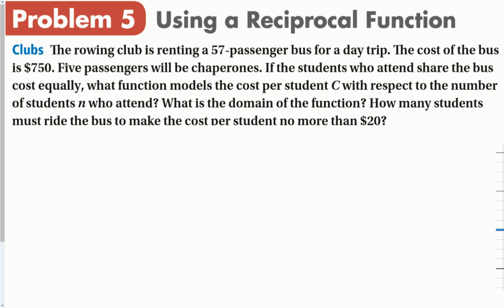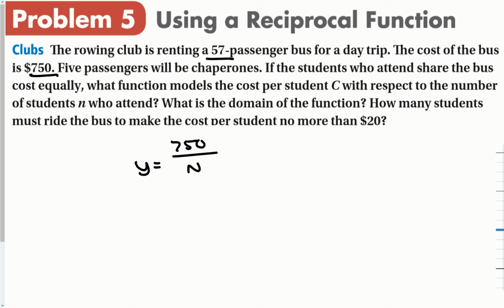So basically, I want to divide my cost of the bus. It's a 57 passenger bus. It's going to cost 750 bucks. So that means that anytime you take a bus, if you're going to split it up between the number of people, it's going to be the cost divided by the number of people who go.